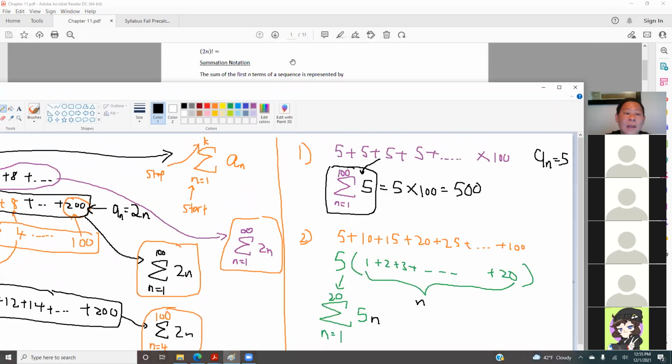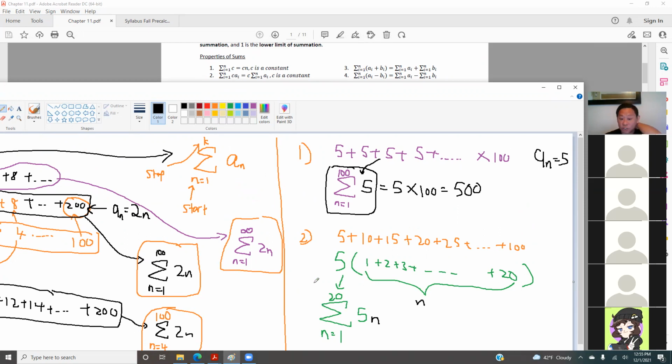So this second property says that if you have a constant, okay, this constant, which is a 5, means you factor out the 5. This 5 actually you can take it out. So that means it won't affect, this 5 will be taken out, and you will still add 1 to 20 for n. Okay, so this 5 is a constant you can take out from the summation. So this is what the second property says.